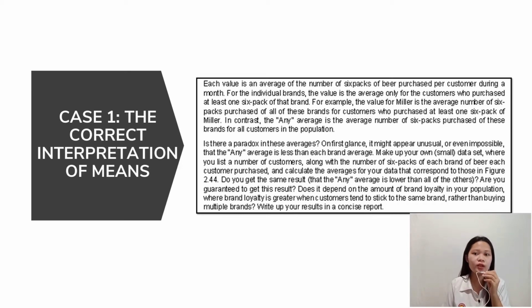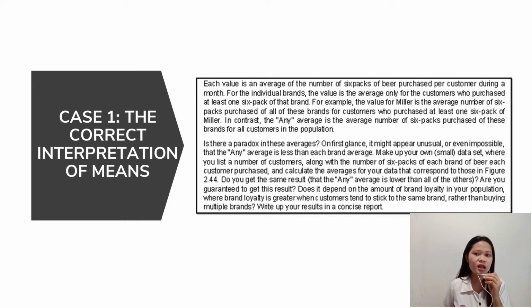Each value is an average of the number of 6-packs of beer purchased per customer during a month. For the individual brands, the value is the average only for the customers who purchase at least 1 6-pack of that brand. For example, the value for Miller is the average number of 6-packs purchased of all these brands for customers who purchase at least 1 6-pack of Miller. In contrast, the Any average is the average number of 6-packs purchased of these brands for all customers in the population. Is there a paradox in these averages?